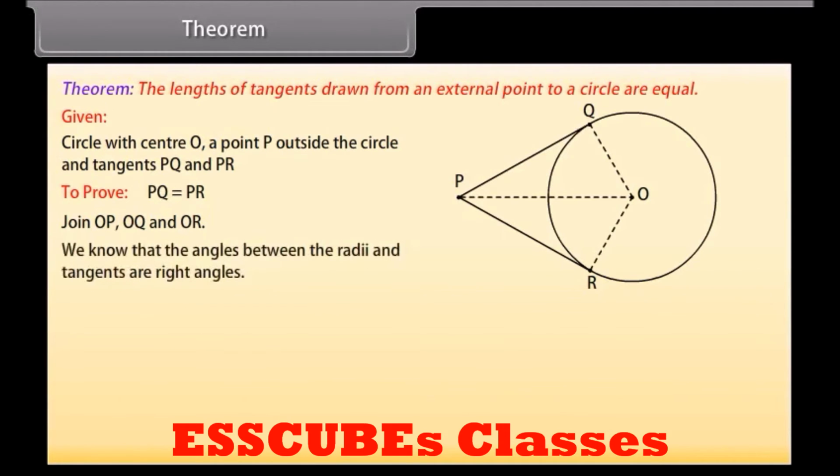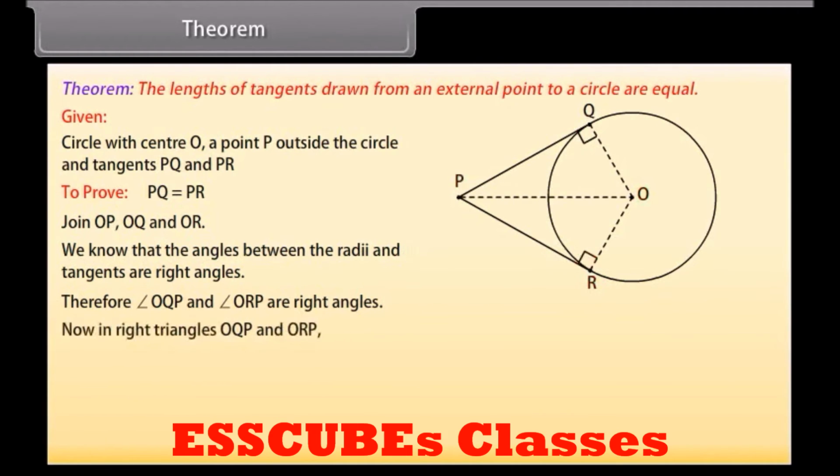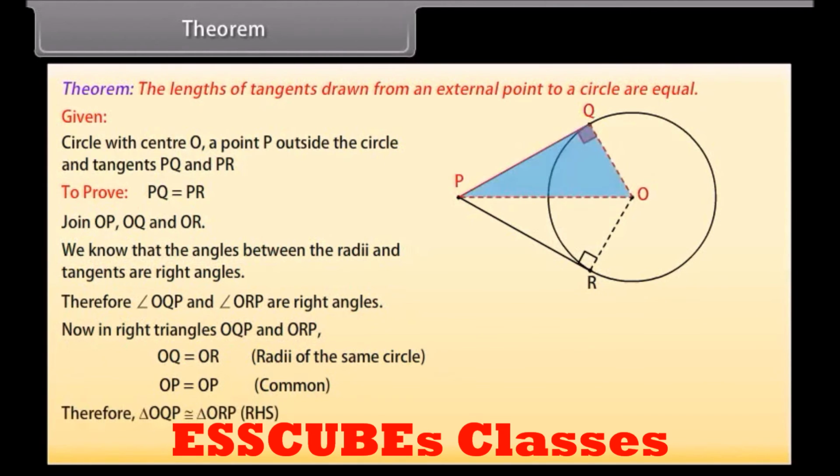Now we know that the angles between the radii and tangents are right angles. Therefore, angle OQP and angle ORP are right angles. Now in right triangles OQP and ORP, OQ is equal to OR because these are the radii of the same circle. OP is equal to OP, common. Therefore, by RHS congruence rule, triangle OQP is congruent to triangle ORP. This gives PQ is equal to PR because corresponding parts of congruent triangles are congruent.